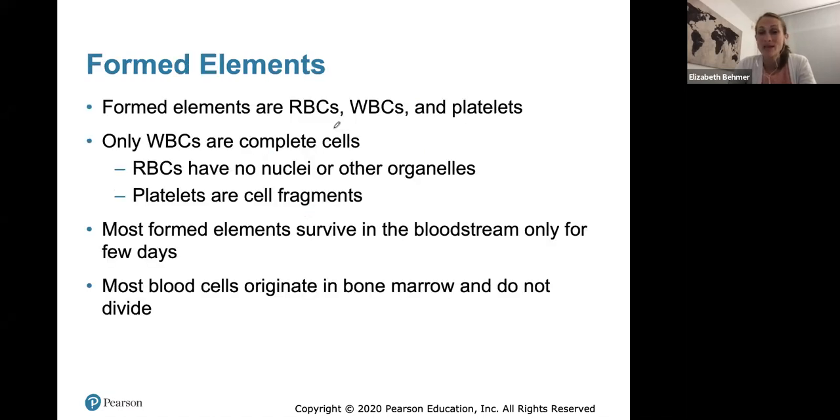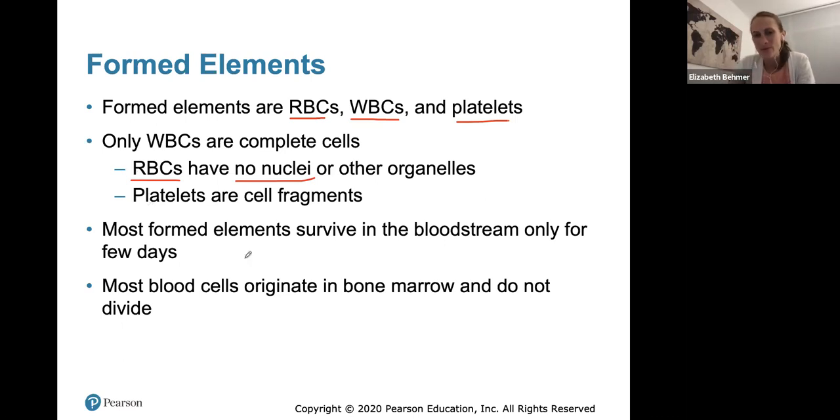The formed elements then are your red blood cells, erythrocytes, white blood cells, leukocytes, and the platelets. Only white blood cells are complete cells, and that's because your red blood cells have no nuclei. They lose their nucleus during maturation, development, and platelets are just cell fragments. So platelets are formed from a larger cell that just kind of loses pieces, and those are the platelets.